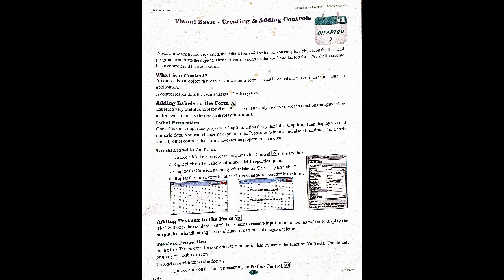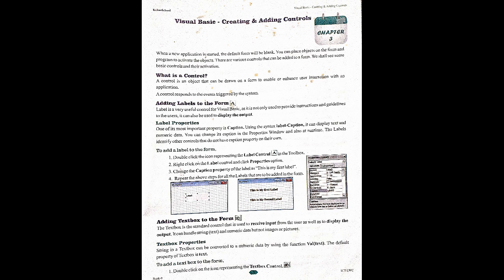Label box is a tool used to provide instructions and guidelines to the user. It also can be used to display the output to the user. Label properties. One of the most important property of the label is caption. When you change the caption property, it will reflect on the label object and it display the changes what you made. By default, the caption property is label 1 that you can see on the screen.